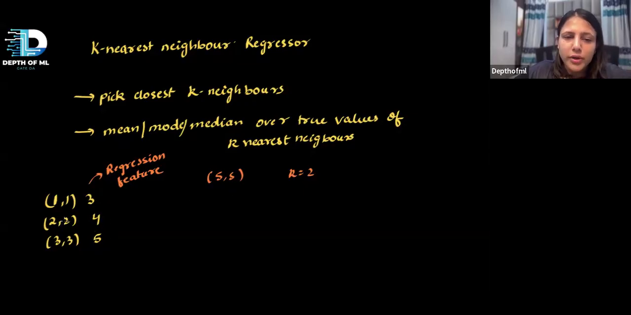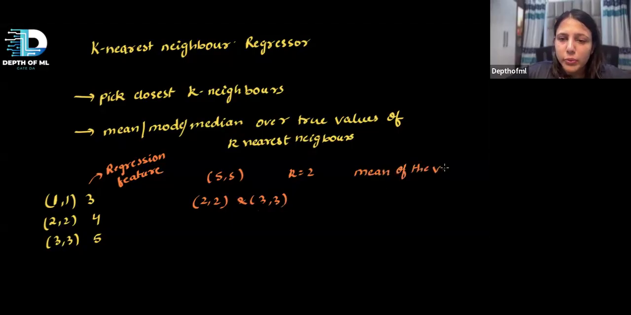So how will I do it? I will find the nearest neighbors. What will be the nearest neighbors to (5,5)? There'll be (2,2) and (3,3). And I'll specify that you have to take the mean of the value. So I'm asking what's the prediction for the (5,5) point. You'll take the mean, which is 4 plus 5 by 2, which is 9 by 2, which is 4.5.